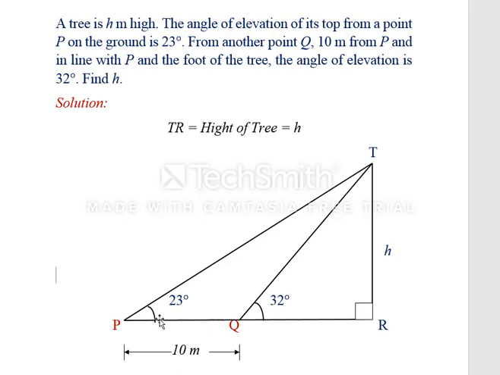So once again, when you come closer to the tree, the angle of elevation becomes larger. Now here we have to find the height of this tree. We have to find this h. So in this figure, TR is the height of the tree and it is represented by h. So let's see how to solve this question.